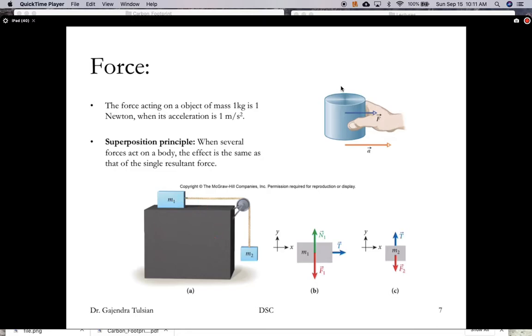So in this example, on this mass, there are several forces acting: T, the tension in the string, the weight of the object, and the normal force that this block is exerting on it. So on this object, there are 3 forces acting. On this object, there are 2 forces, the force of gravity and the tension in the string.